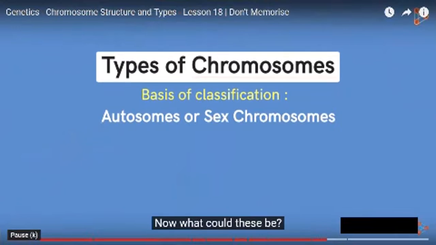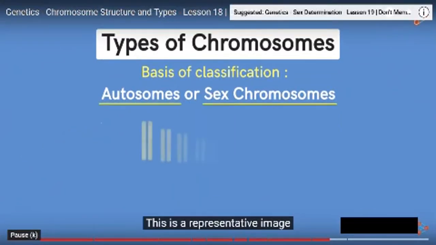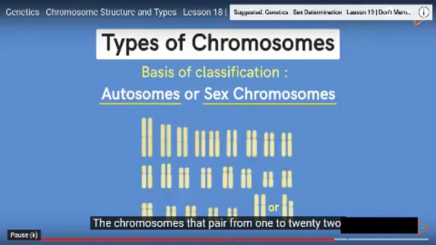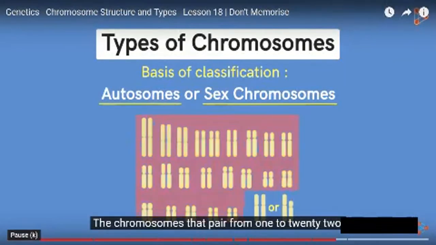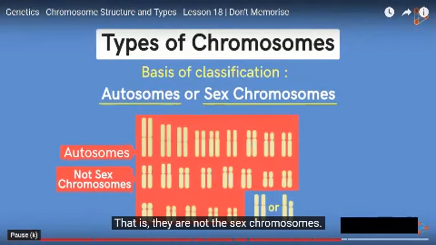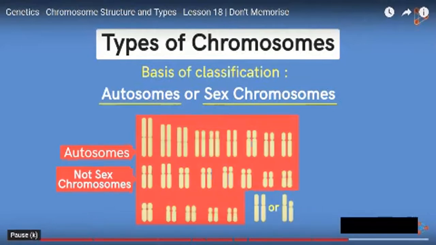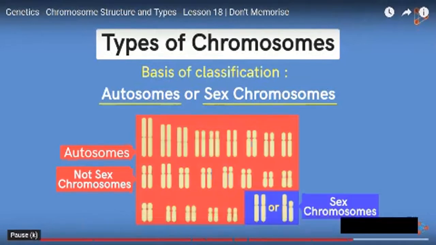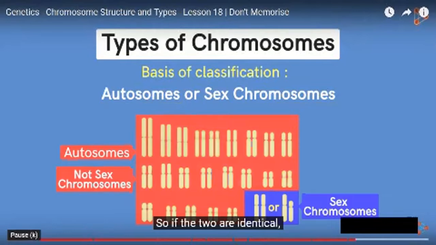Now, what could these be? This is a representative image of a typical human karyotype. The chromosomes that pair from 1 to 22nd are called autosomes. That is, they are not the sex chromosomes. To be precise, they have got no function to deal with the sex of the individual. The last pair, however, determines the sex of the person. So if the two are identical, that is, both are X and X, then the individual is a female.